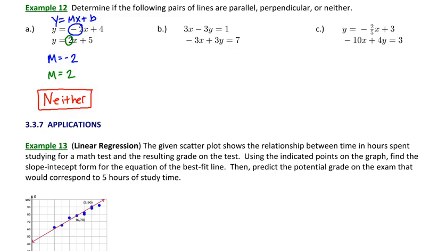On example B, we have two lines in general form. We need to identify the slope of each line. To do so, we need to isolate y in each equation in order to get it in slope-intercept form. So working on our first equation, I'm going to subtract 3x from both sides. This gives us -3y equals -3x plus 1. Then we'll go through and divide all three terms by -3, not forgetting that last term.